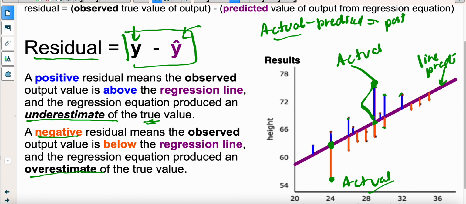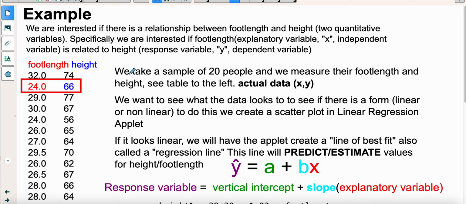Let's take a couple examples. So here is this foot length example that we've used a lot. So let's say we just describe this as, we are doing a study, we're interested, is there a relationship? Specifically, we're only interested in linear relationships. Is there a linear relationship between foot length and height? They're both quantitative variables. We can measure them. All right.